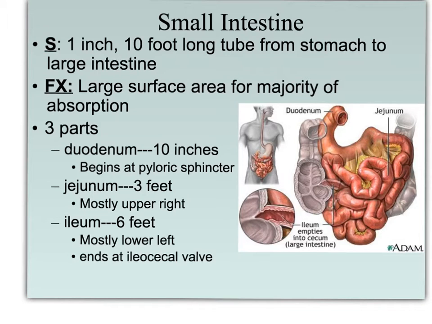Okay, the small intestine is our organ that is made for absorption. If you were to stretch it out, it's about 10 feet long from your stomach to where it ends at the large intestine. There are 3 parts to it: the duodenum, which connects directly to the stomach, the jejunum, and the ileum. The ileum ends at what's called the ileocecal valve because it connects at that point to the cecum.